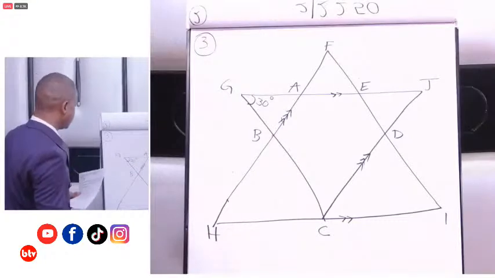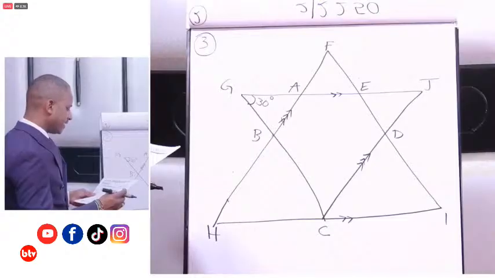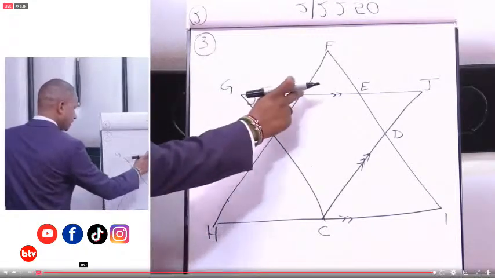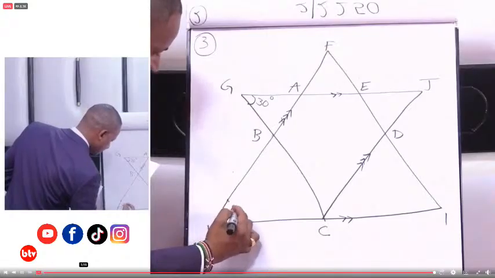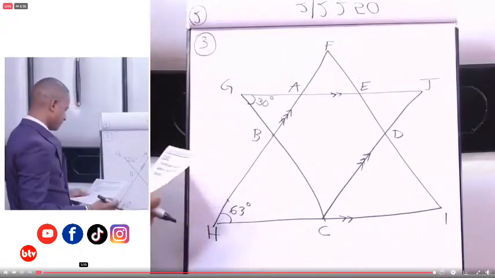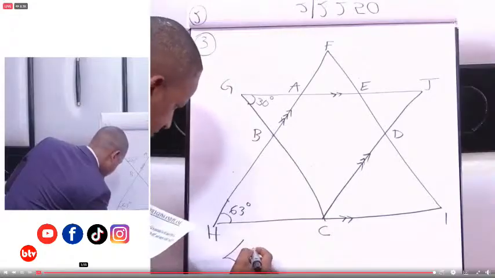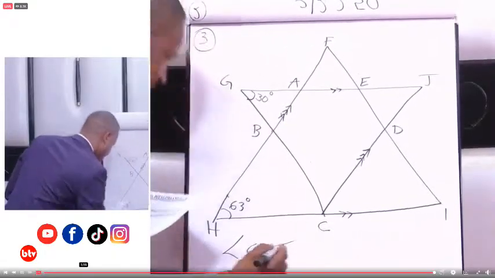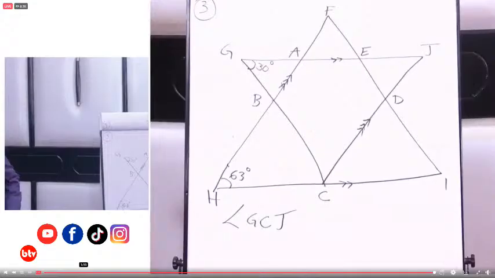That angle is 30 degrees. Good. And angle AHC? AHC is 63 degrees. Find angle GCJ.